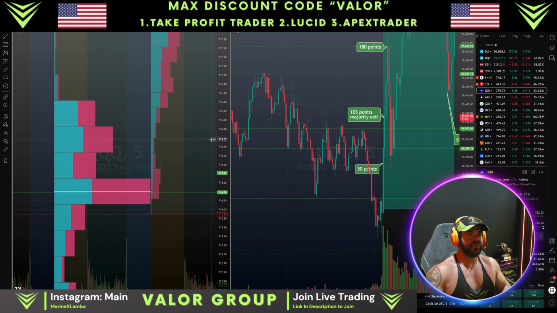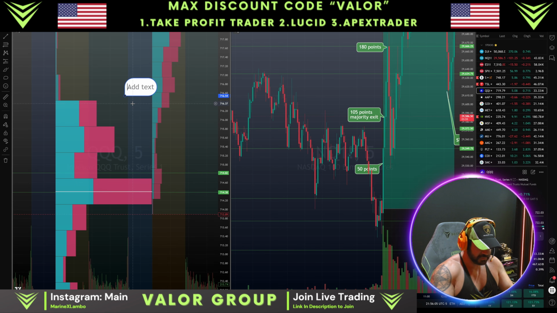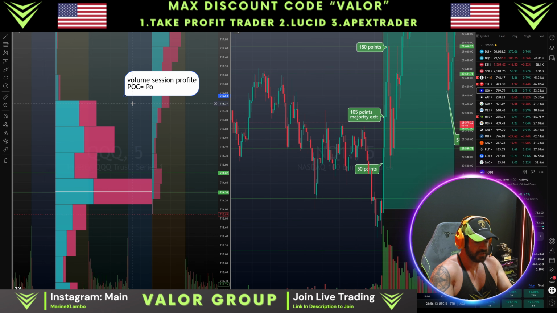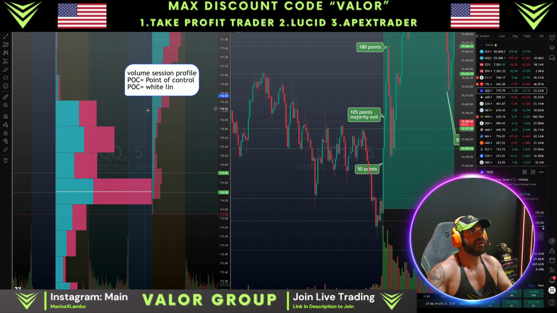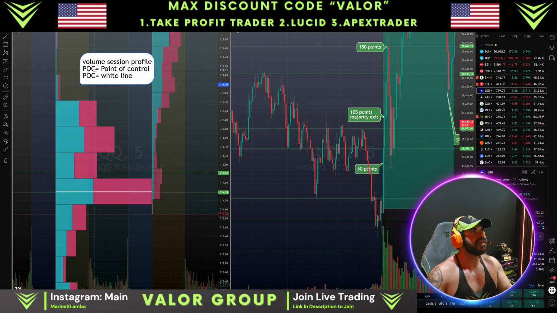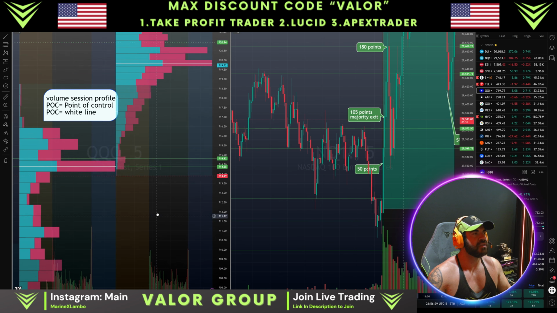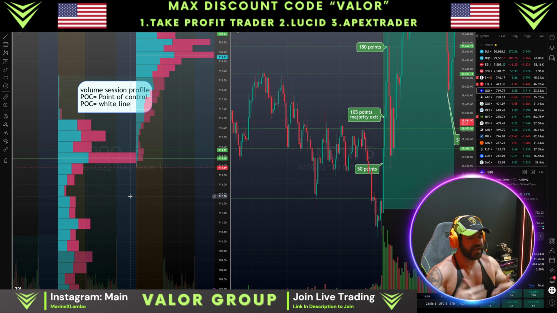What I want to look for at this point in time, okay, this is called volume session profile. And what I'm looking for is POC. Okay. POC equals point of control. All right. That POC is equal to the white line. As I'm taking a look at this, you see that white line right there, 714.40, previous day range, point of control. And you'll have value area high, value area low, which is above or below the point of control.